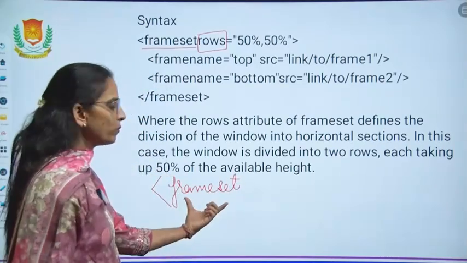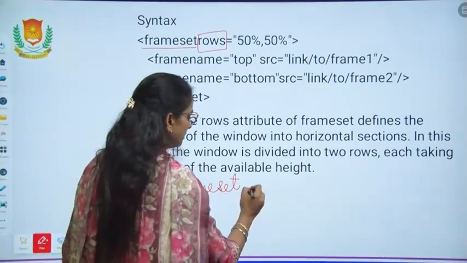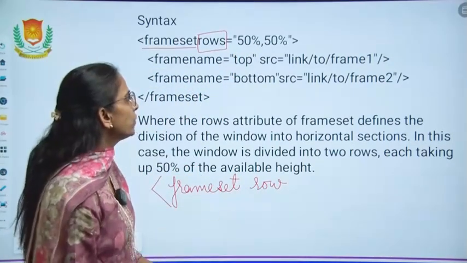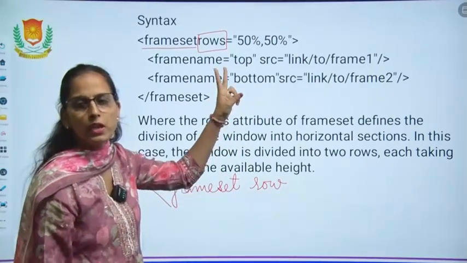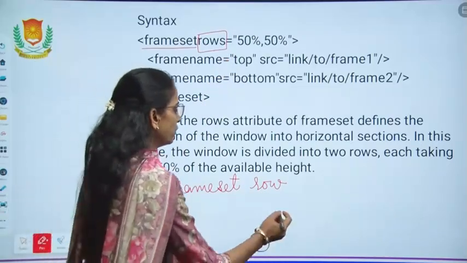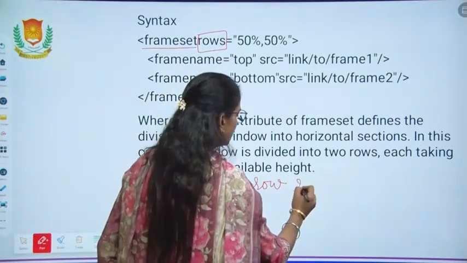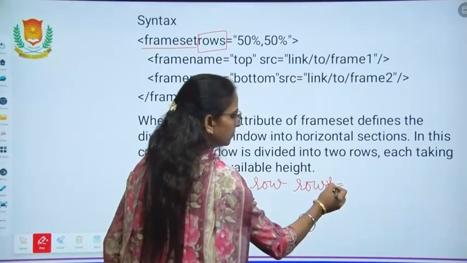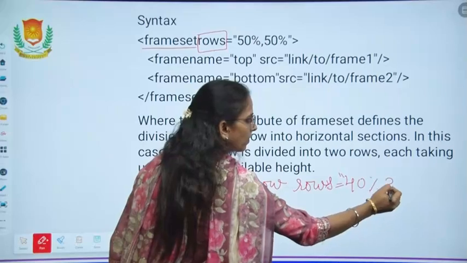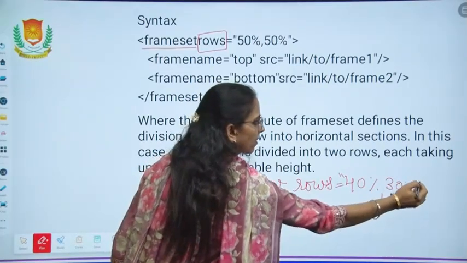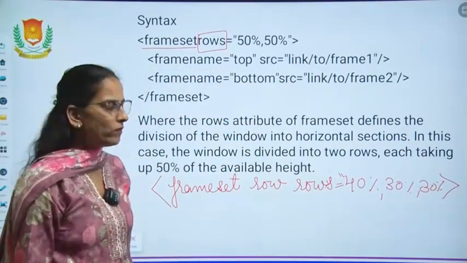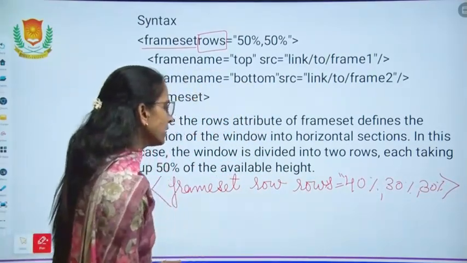First of all, we have to mention the tag frameset. Then we have to mention the rows. Here we have taken the example of 50-50%. It shows you will be taking two columns there, 50-50%. You can take it in this way. In this way we can write, so your row is divided.